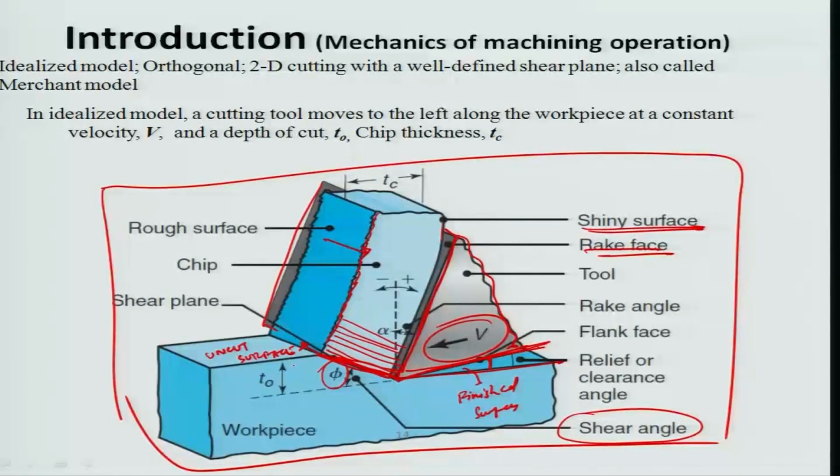You have an uncut chip thickness, which is actually the area being grazed off as a chip, and then there is a cut chip thickness, which is this tc value here, which is the final thickness after deformation etc.